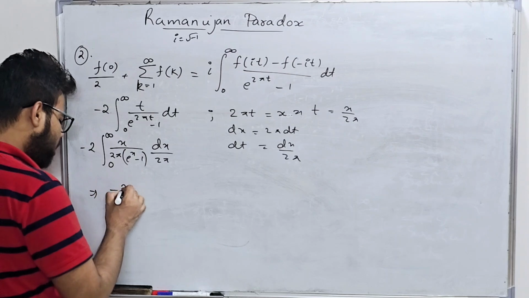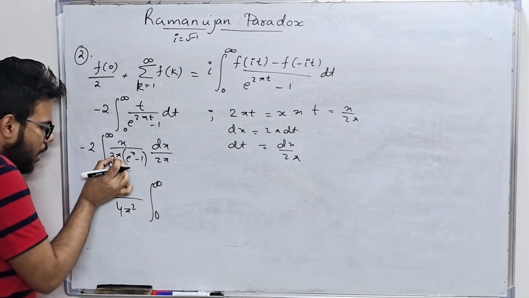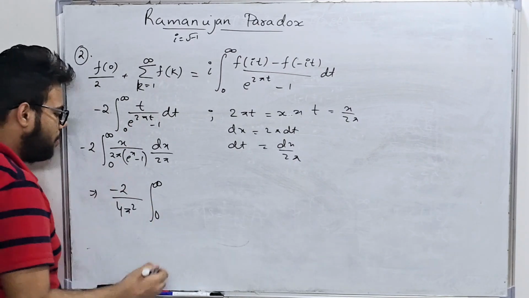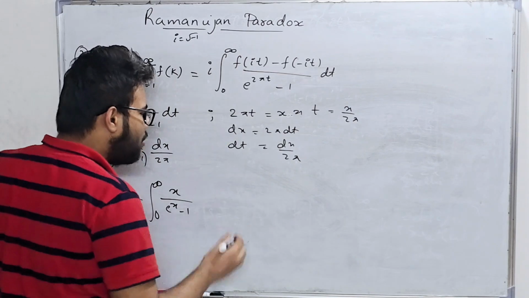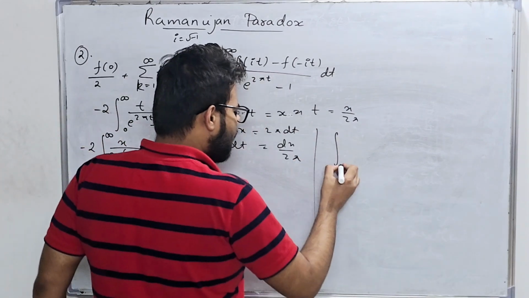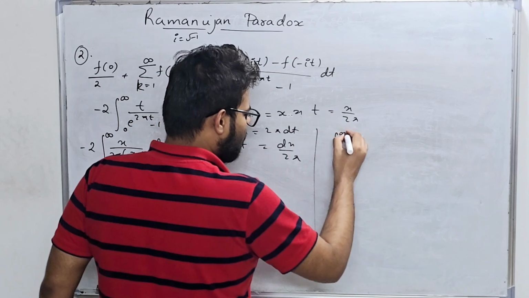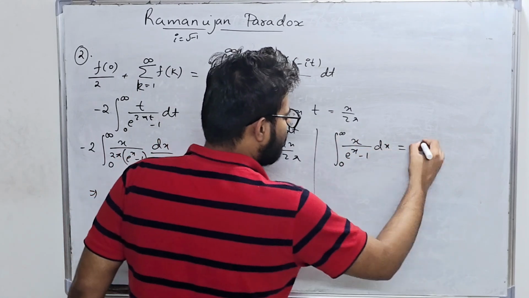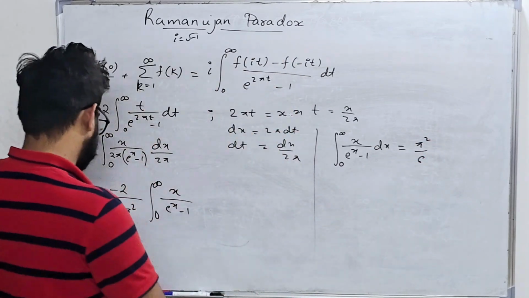And it becomes, just multiply 2 pi and 2 pi, you get 4 pi square, and it is a constant. Take it out of this integral, x upon e raised to the power x minus 1. Now note, the integral from 0 to infinity of x upon e to the power x minus 1 dx is equal to pi square by 6. Bose integral, remember it.